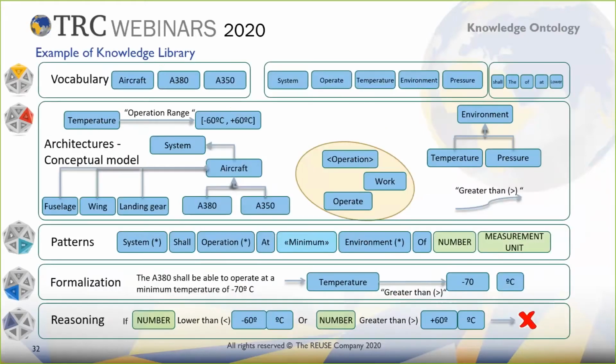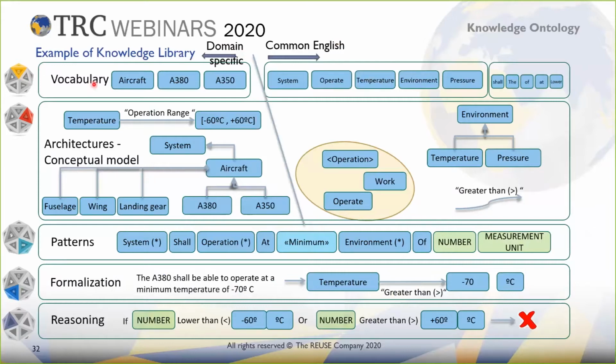This is an example of a knowledge library. On the right side we have the common language words. We support several languages, in this case English, and this is the common terminology that is managed by everybody. But in our knowledge library we also have the domain-specific terminology.